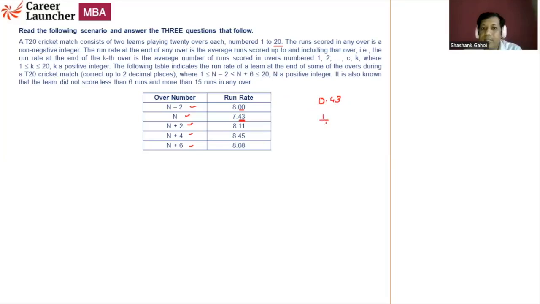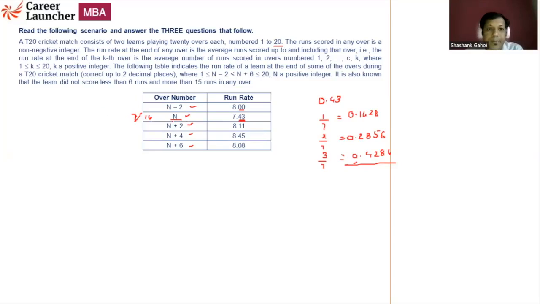Because the decimal part is 0.43, do we have any fraction that gives us 0.43? Basically 1 by 7 is 0.1428. 2 by 7 is 0.2856, and 3 by 7 is 0.4284. So I can say 3 by 7 is this. It means n should be either 7 or a multiple of 7. So it can be 7 or it can be 14. So n can take two possible values.